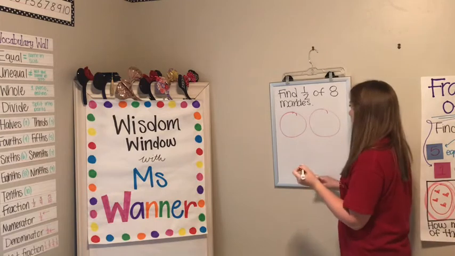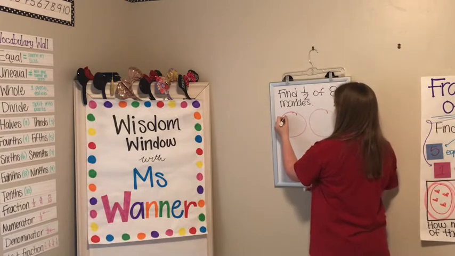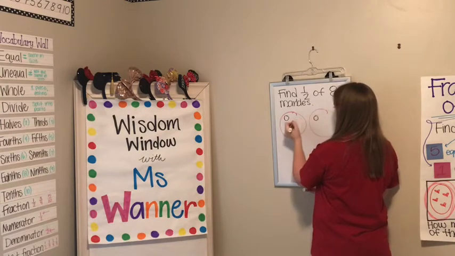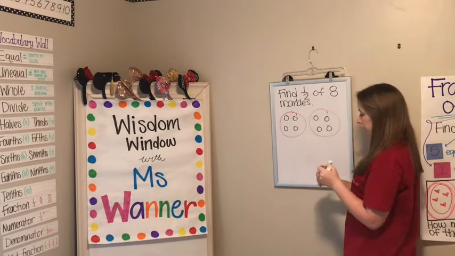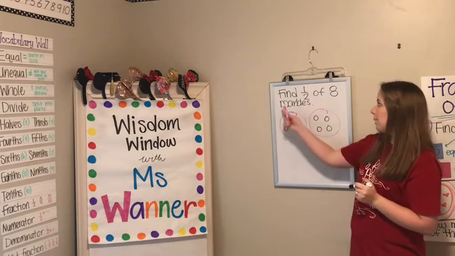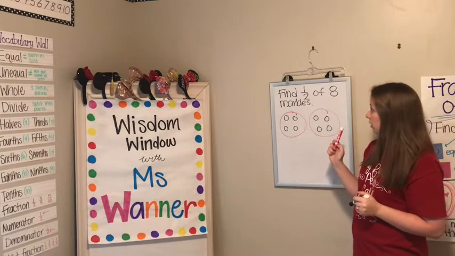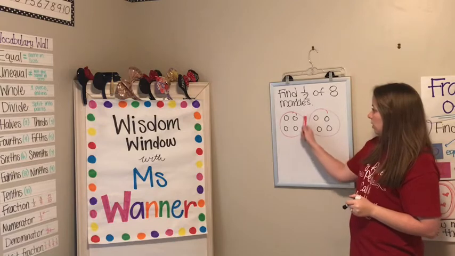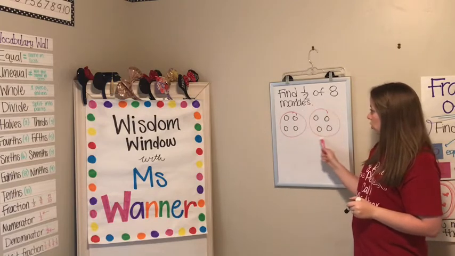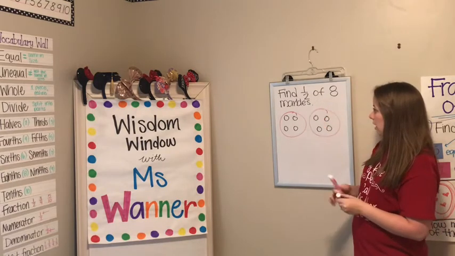So now we're going to go in and draw our 8 marbles, dividing them equally in between the 2 parts. We have 1, 2, 3, 4, 5, 6, 7, 8. All right, so we found all 8 marbles, but how many are 1/2 of 8? So we need to find 1/2 of 8 marbles. So this is 1 part, and this is 2 parts. So we're going to look at 1/2.